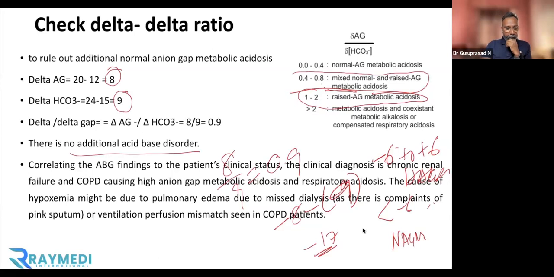Finally, to conclude this ABG: the clinical diagnosis is chronic renal failure and COPD causing high anion gap metabolic acidosis and respiratory acidosis. The high anion gap is because of the renal failure, and the respiratory acidosis is because of COPD. The cause of hypoxemia may be pulmonary edema because he has missed a dialysis, as the complaints are pink sputum. So the patient is in pulmonary edema, and that is the cause for the ventilation perfusion mismatch.